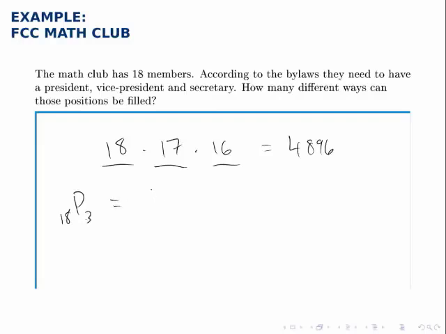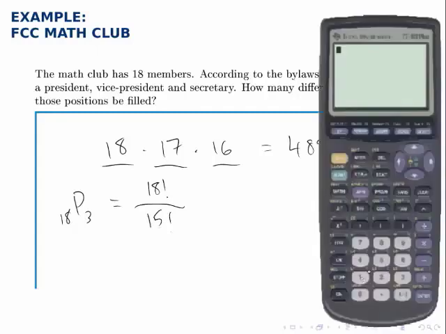So we get n factorial divided by n minus r factorial. So if we go to the calculator and type in 18 factorial divided by 15 factorial, we get the same answer we found in the first part.